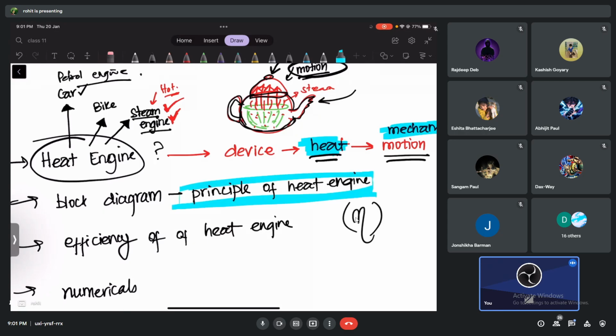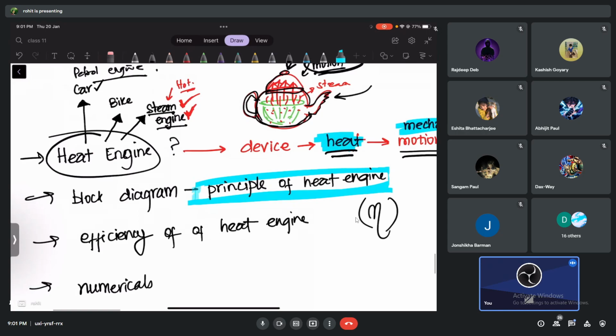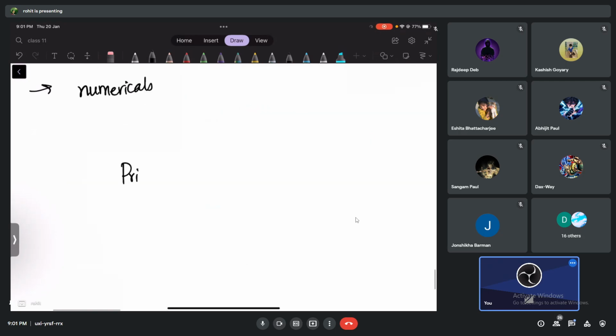Now they can ask you, and they will ask you to talk about the principle of heat engine, but you have to draw a block diagram. So that is what I'm going to do. So see, principle of heat engine. That means what are the things we really need for a heat engine to work? Okay, check now. See.